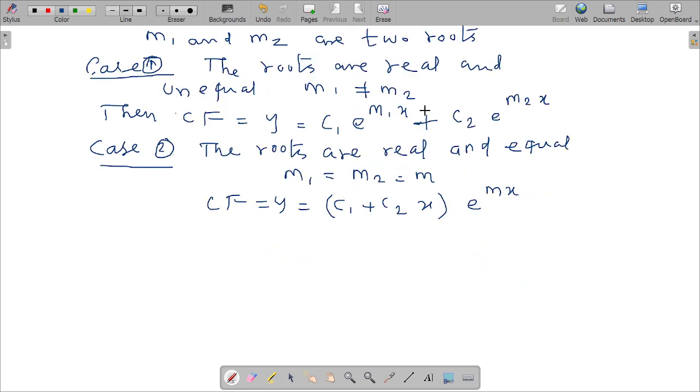What is case 1? Case 1 is that roots are real and unequal, m1 is not equal to m2. That means the complementary function is y equal to c1 e power m1x plus c2 e power m2x. Case 2 is the roots are real and equal, m1 equal to m2 equal to m. At that time the complementary function is y equal to (c1 plus c2x) e power mx. Then one more case is there. The roots are complex. Case 3.